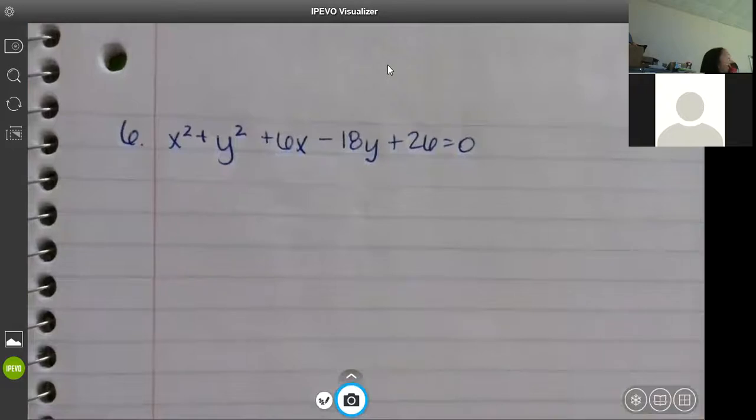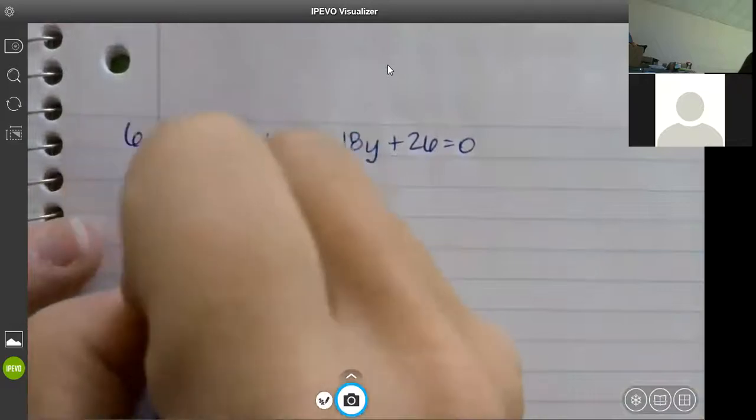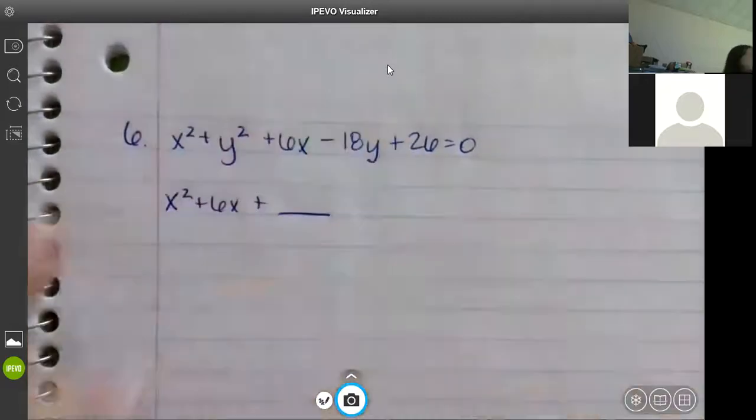All right. So your first step is get your x's together and your y's together. And that other singular number, that 26, we want to move it to the other side. We want to get it out of the way. So this is how I write it. Pay attention real fast. I do x squared plus 6x, and then I put a blank.